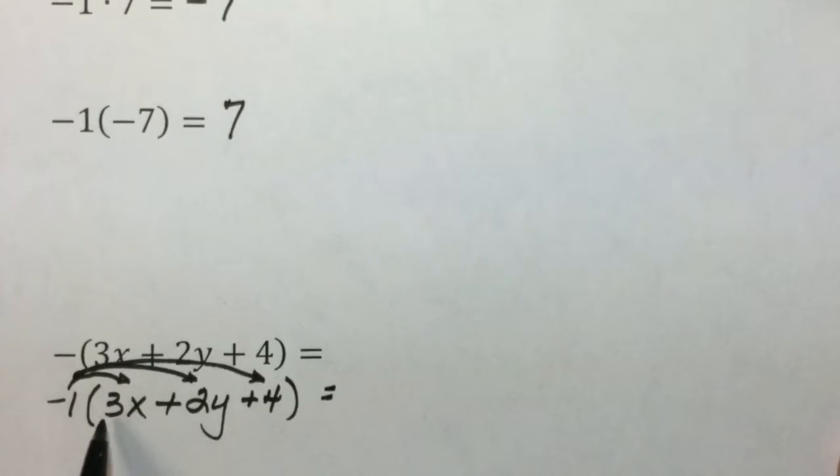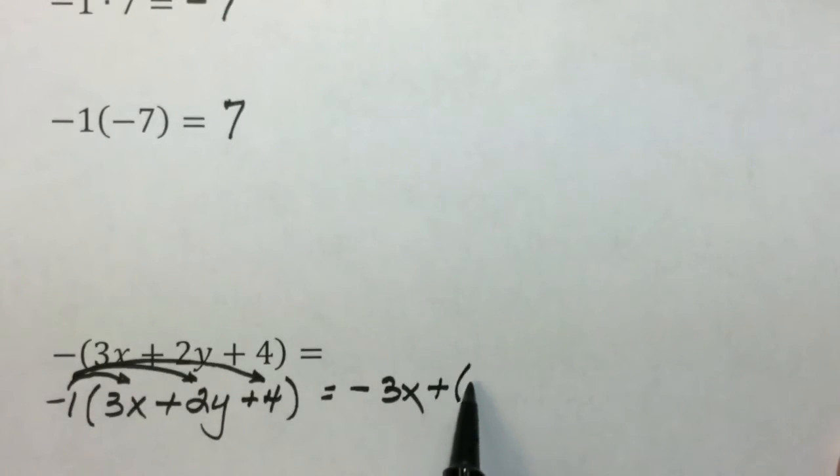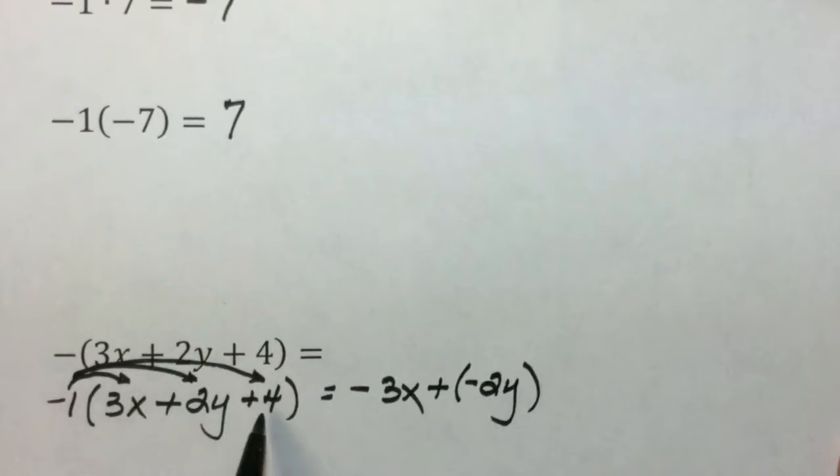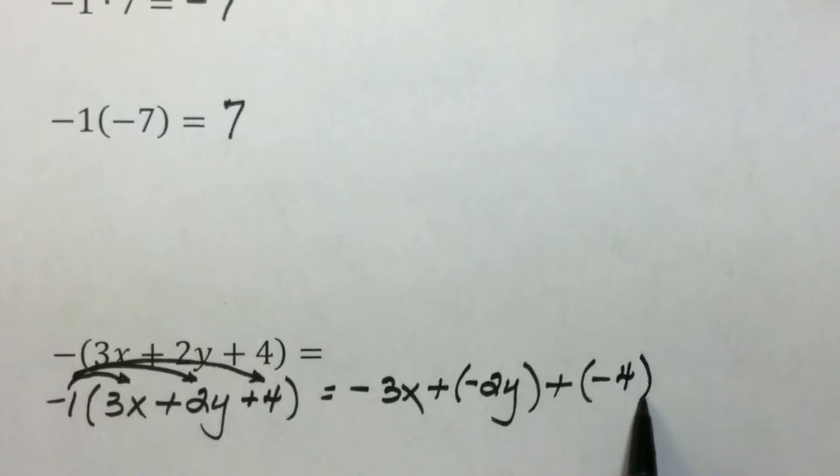-1 times 3x, or the opposite of 3x, is -3x. -1 times positive 2y, or the opposite of 2y, is -2y. Likewise, -1 times 4 using distributive property gives us a -4, or the opposite of 4.